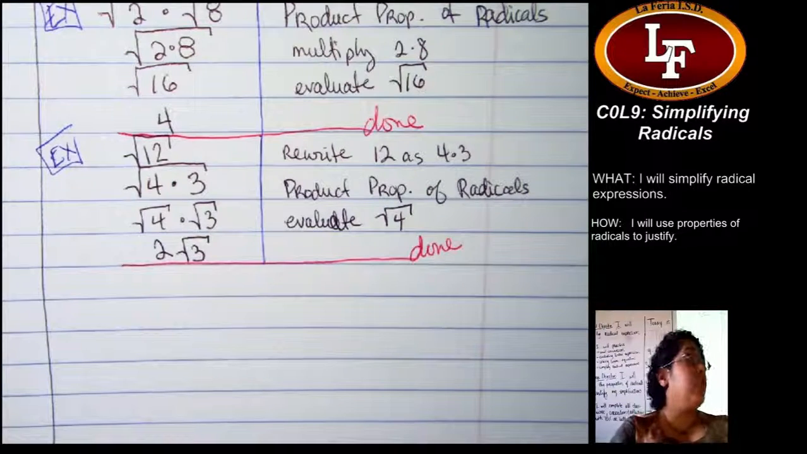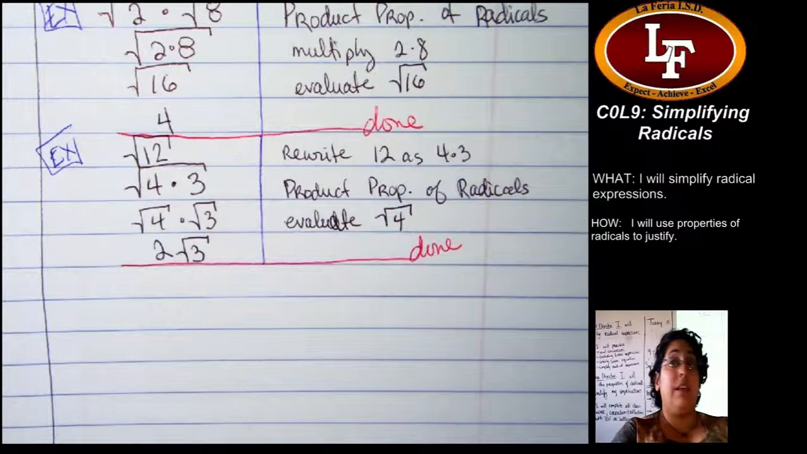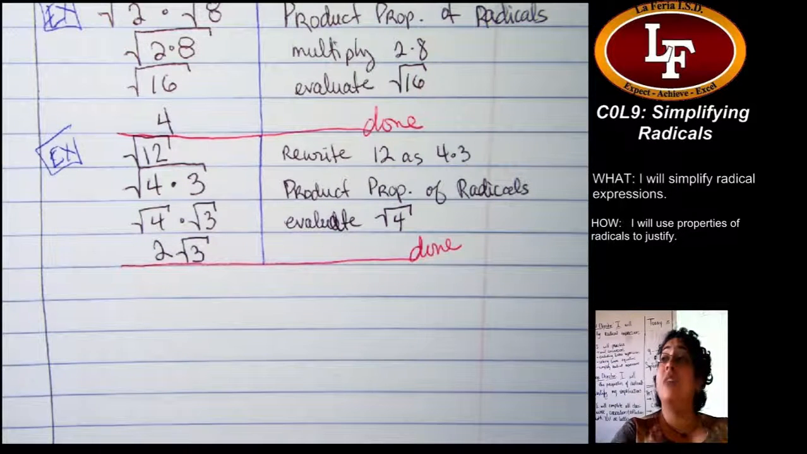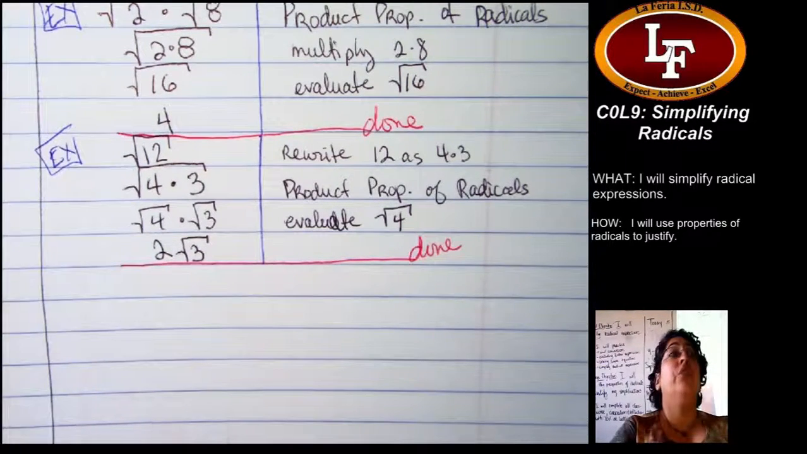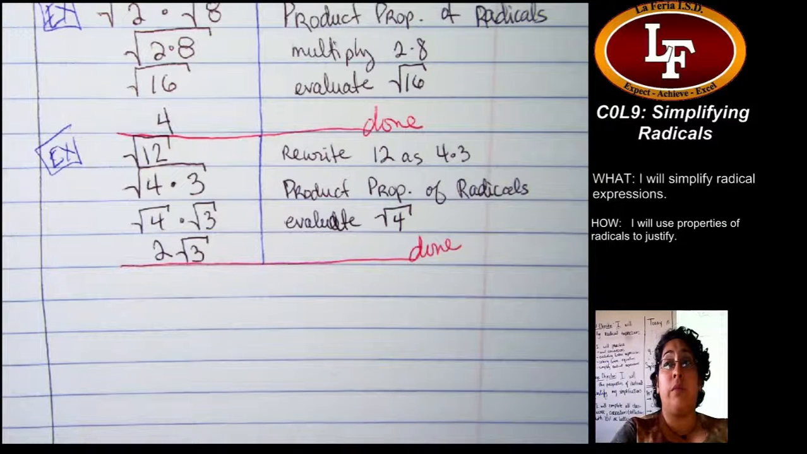Now this answer is simplified. It is considered more simple than where we started, even though there's more symbols and it looks weirder. But it's because you have evaluated the roots of all the factors of 12 that you were able to. And any time that you have a place where your factors of the radicand have perfect roots, like these whole numbers, you must evaluate them.